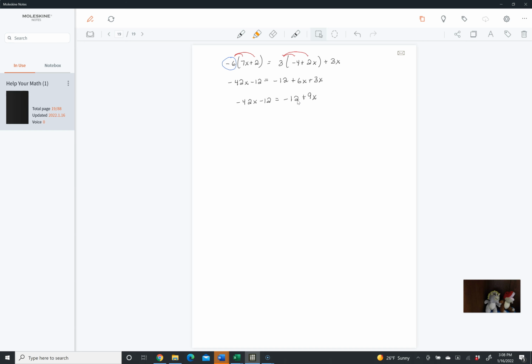So how do we do this? We isolate. You can either look at the constant first to get the constants on one side, or you could look at the variables. I like to do the variables first. The reason why I like to do the variables first is just because I like to keep my x's positive. It does not matter. So again, you can do this in many different ways. I like to keep my x positive, so I'm going to add 42x to both sides.